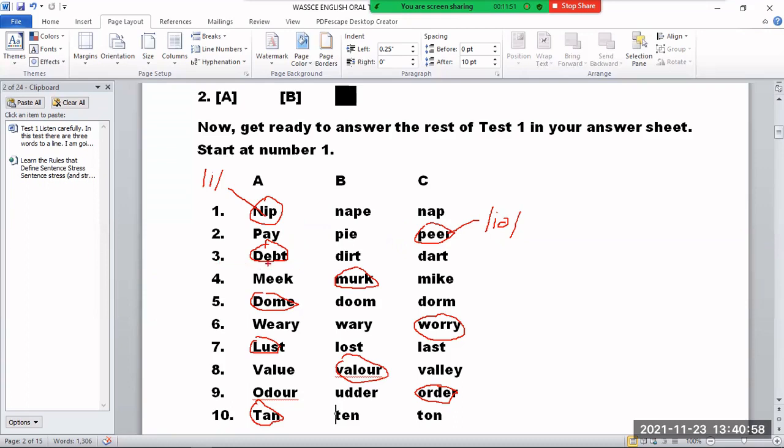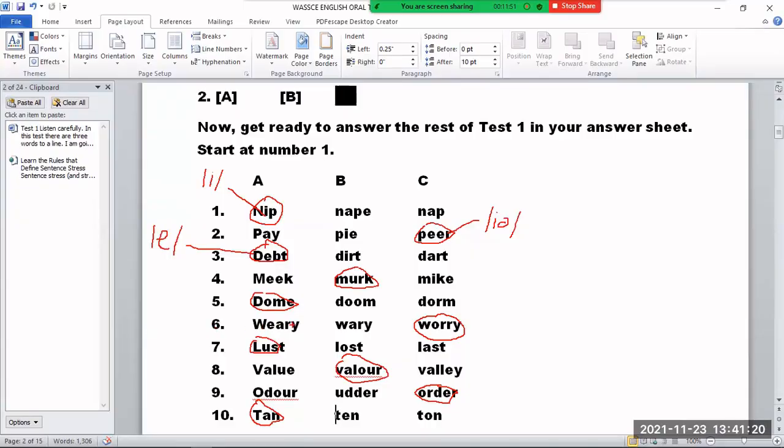Number 3, we have debt. This contains the short E sound, the sound you have in egg and you have in bed, B-E-D. Now that differentiates this word from dead, which has the long E sound, dead, while this one is death, which has the long R sound. So you should be able to contrast one vowel sound from the other to be able to answer questions correctly in test 1.